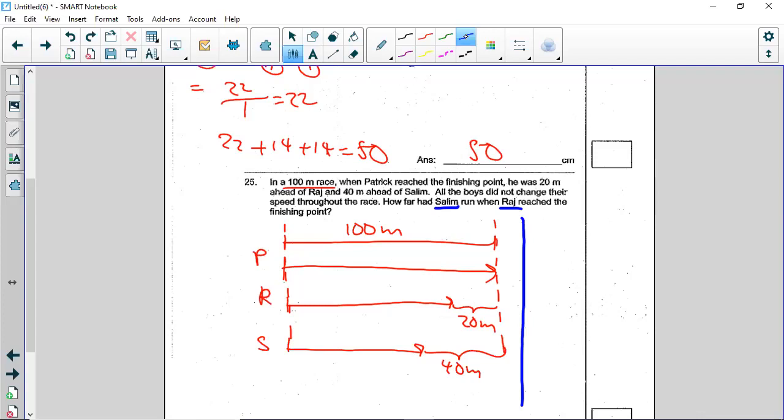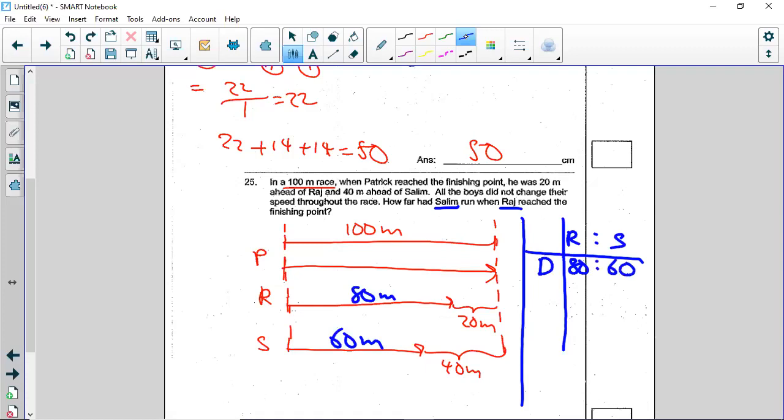How do we do that? You look at Raj. Raj has completed how many meters already? 80 meters. Salim has completed 60 meters already. Let's revise our ratio. So you have Raj is to Salim. Remember how you write your ratio. This is a distance ratio, so 80 is to 60. But your ratio must always be in simplest form.